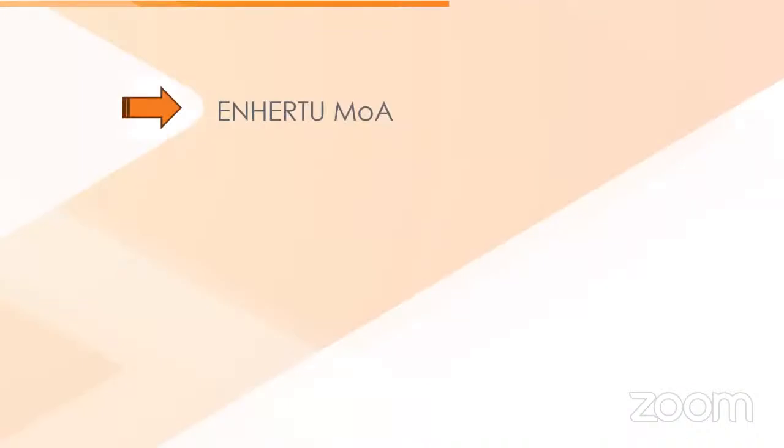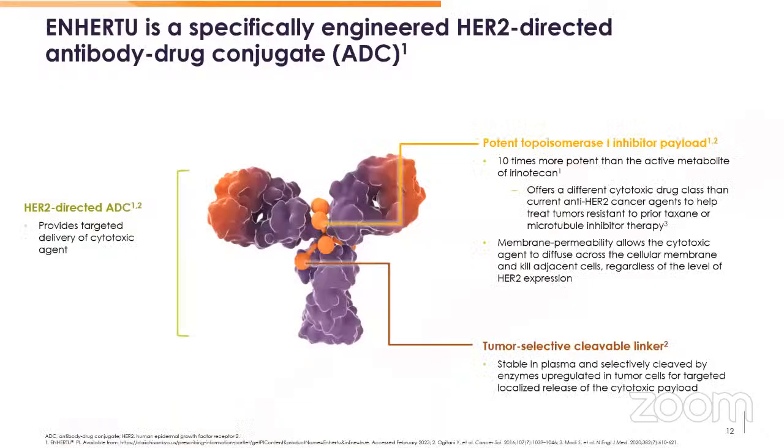So, how does Enhertu work? We know that Enhertu comprises three components. There is a component that resembles trastuzumab that binds to HER2 in the tumor cells. Then there is a cleavable linker, and this cleavable linker essentially binds it to the cytotoxic drug, which is a topoisomerase 1 inhibitor.